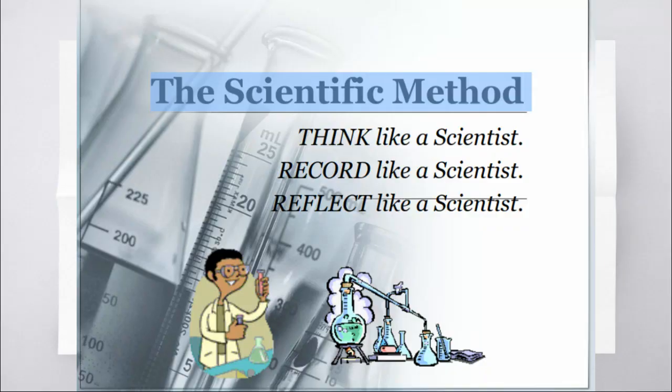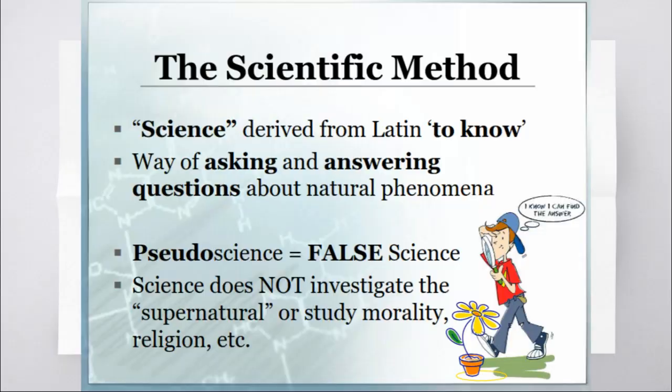So this is a review on the scientific method, and I'm saying a review because I hope that in middle school or elementary school you talked about the scientific method. It's a method that helps you think like a scientist, record like a scientist, and think back about what you did just like a scientist. There's different ways that scientific method is taught. There's different numbers of steps, but they all follow the same basic idea.